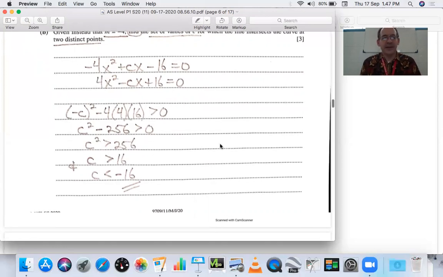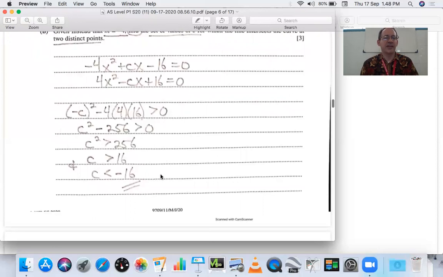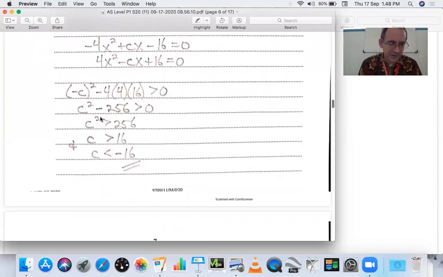So I did that. Now for 2 intersecting points, that means your discriminant is greater than 0, which also matches the words up here, set of values. When you see that phrase, set of values, it means you're going to get an inequality for your answer. So 2 distinct points means our b squared minus 4ac is greater than 0. Plug in those from your a, b, c on your quadratic here and solve it for c. And you get down here to c squared greater than 256.